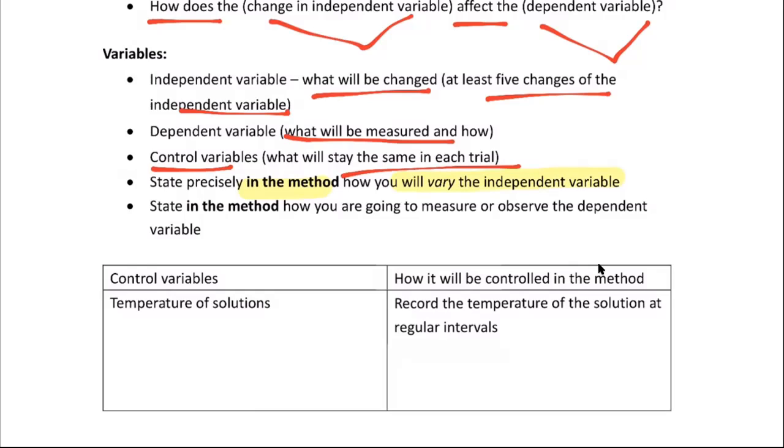And then you also need to clearly state how you're going to measure or observe the dependent variable. So in mine, if I'm talking about how does it affect the rate of reaction, I need to clearly state that I'm going to have a stopwatch and I'm going to be timing how long it takes for something to happen, how long it takes for the bubbles to go away and the reaction to look like it's done, how long it takes for something to change color, how long it takes for the temperature change to happen. Whatever you're doing, it's going to depend on what you choose.